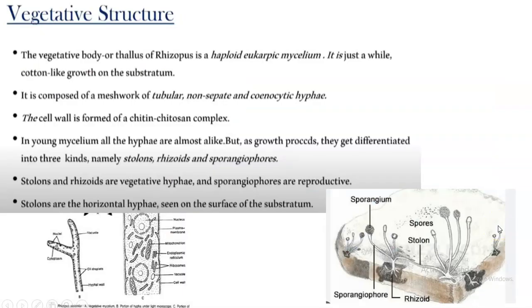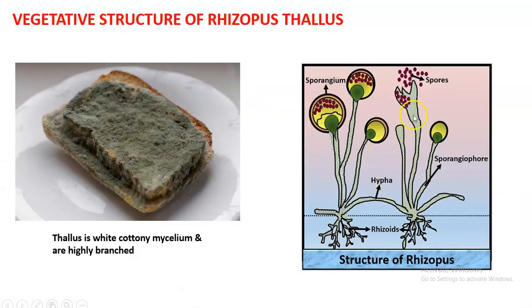So about the vegetative structure, I have already discussed everything. Let me see if I have missed anything. Yeah, you should understand that the thallus is made of tubular, non-septate, cenocytic hyphae. You can see that it is tubular, a cylindrical structure, and it will have nuclei throughout with no septa within.